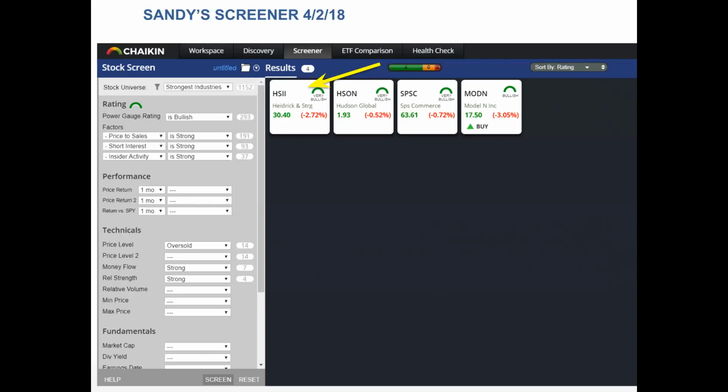But once they've done that, we then rank them by power gauge rating. So we identify the strongest industry groups as a proportion of strong power gauge rating stocks in relation to bearish power gauge rating stocks in that industry group. And then I plug in the other criteria based on that classic bull pattern. Bullish power gauge rating, these three factors I like. If it's earnings season, I'll replace one with the earnings surprise. I was looking for ones that are oversold, ones that we could buy now, and I'll explain that oversold in a minute. Strong money flow and strong relative strength.